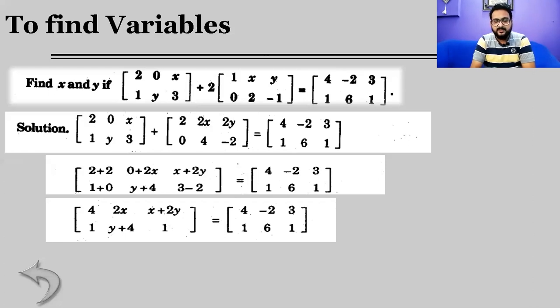Many students said to compare this: 2x compared to minus 2, x plus 2y compared to 3, and y plus 4 compared to 6. I think many students get confused at that moment about how to do the calculation, the simplification, the addition, subtraction, and solve the equation of this matrix.